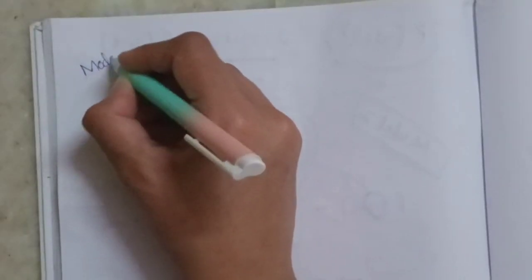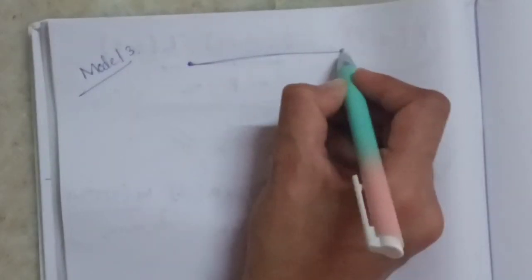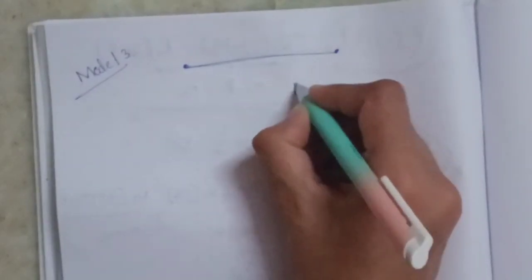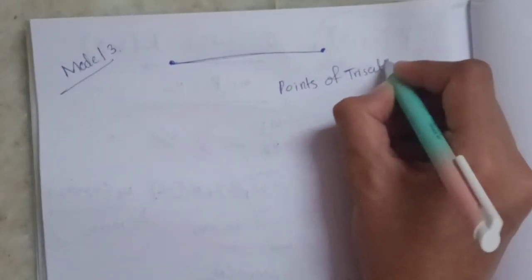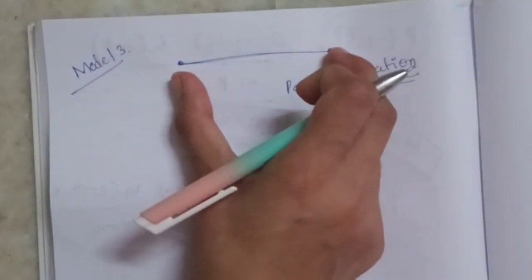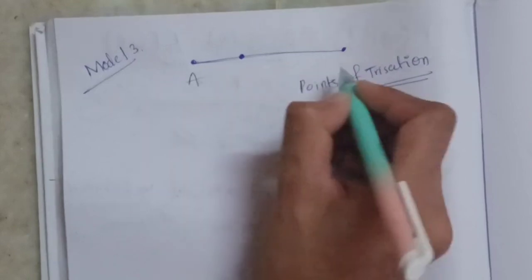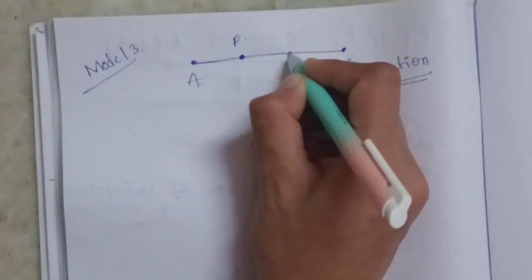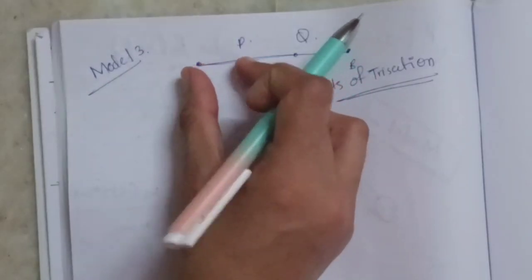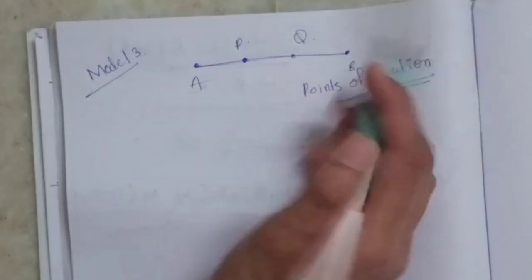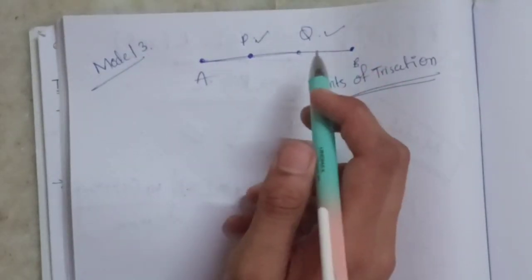Okay. Now let us see another model of question. Now let us see model 3. In model 3 we are given a line segment and we need to find points of trisection. What does trisection mean? It divides the line segment into 3 equal parts. So let us say this is AB, point P here and point Q here. So these 2 points divide the line segment into 1, 2, 3 equal parts. So we need to find out these points. So let us do an example of it, then we'll understand the concept better.